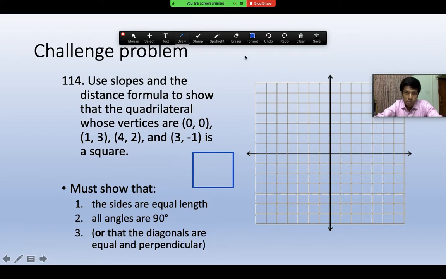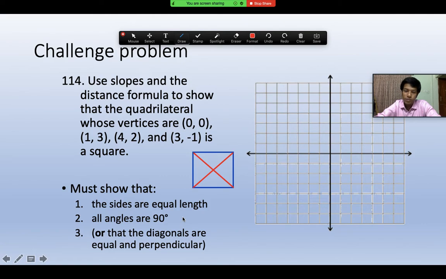Then the diagonal is from this corner to this corner. From this length to this length, this is the diagonal, and this is another diagonal. So they are the two diagonals. We said that the diagonals are equal and perpendicular. If we can prove that, then it will be a square. So this is another way to prove it.